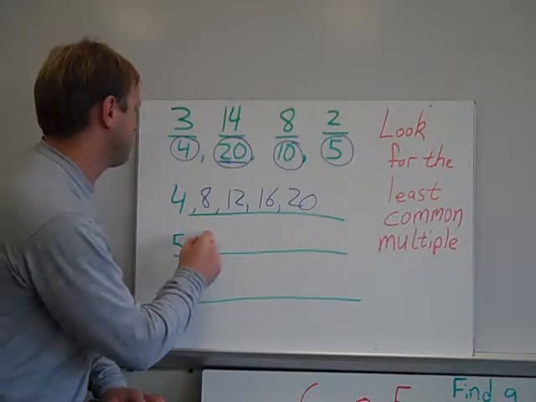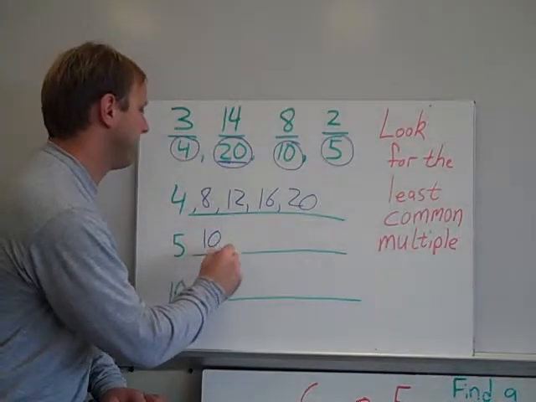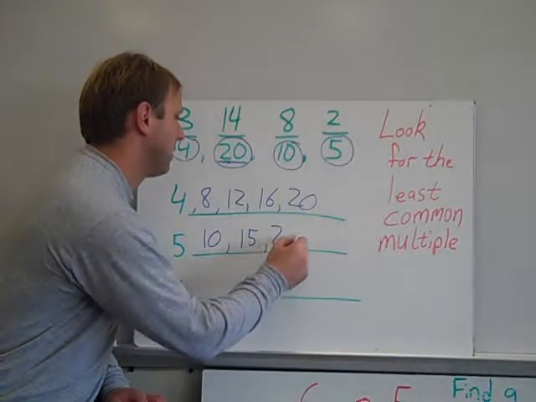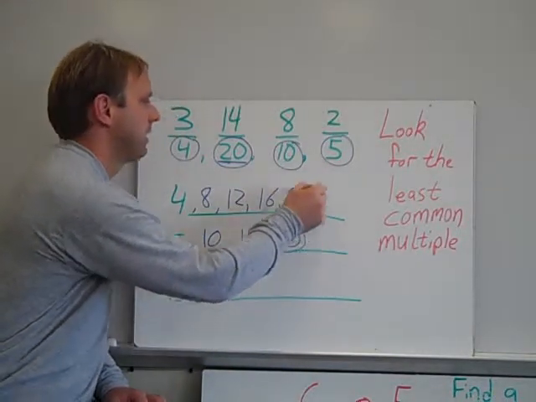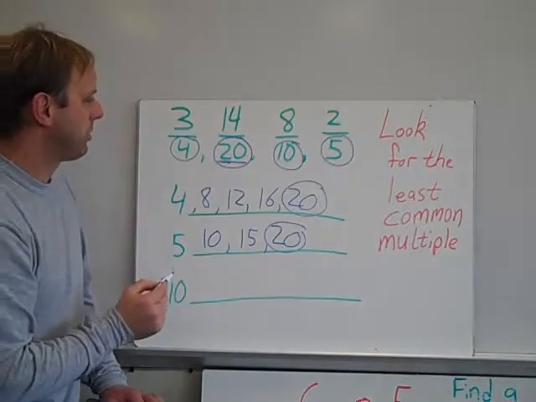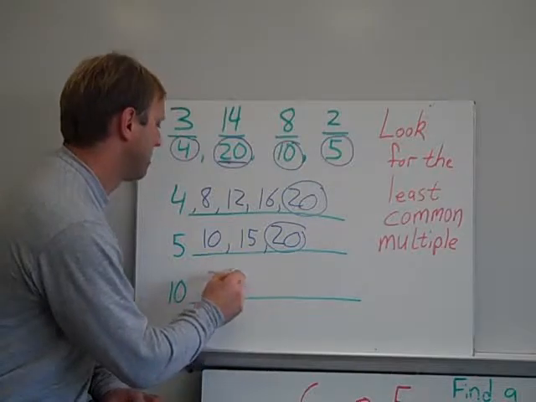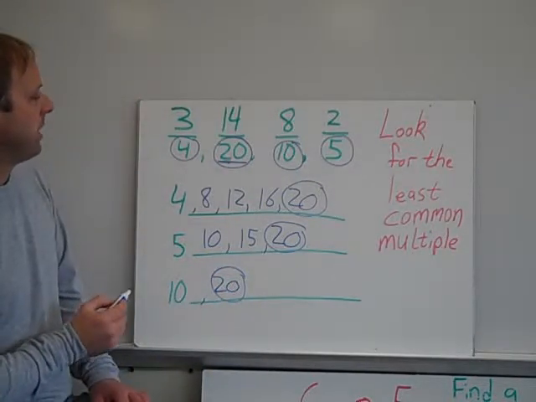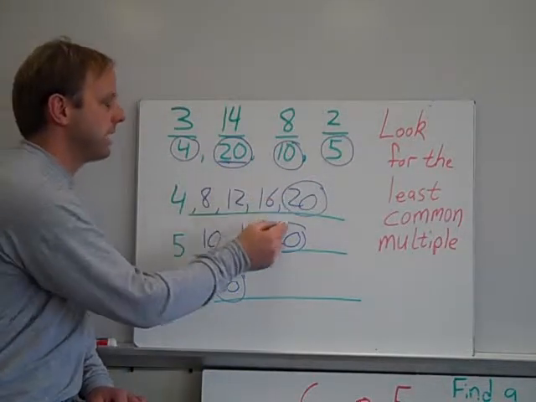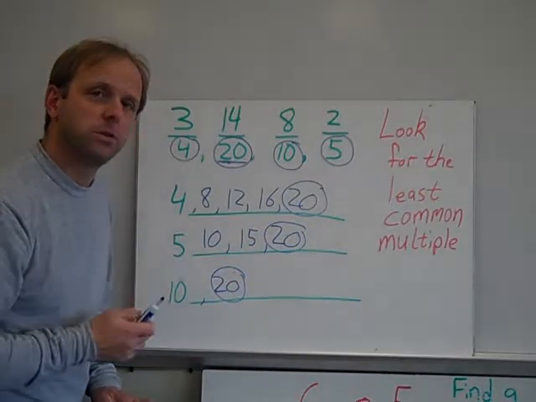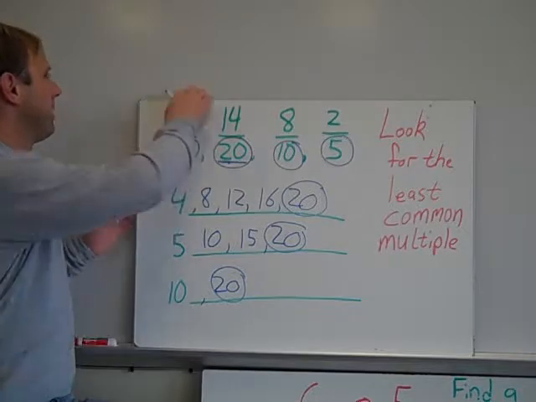Now with 5s, I'm skip counting by 5. And again, I'm finding a common multiple. And by 10s, obviously, that's quite a bit quicker. I only had to double it one time. So 20 is now my common multiple, and that's what I want to use as my denominator.